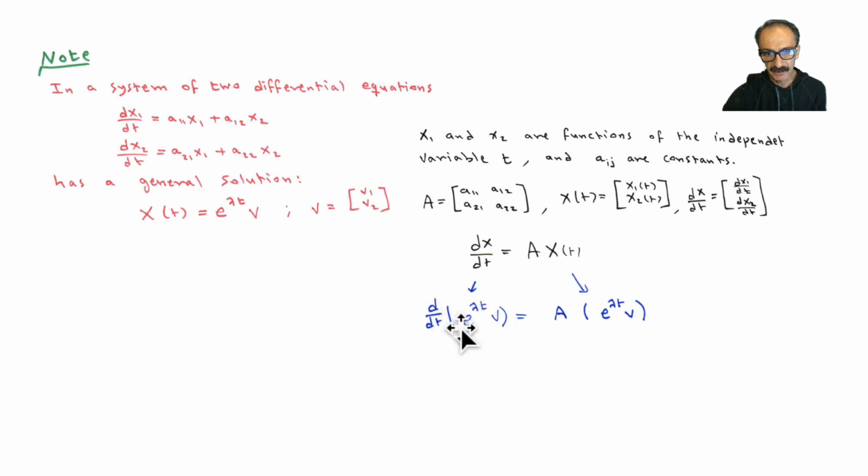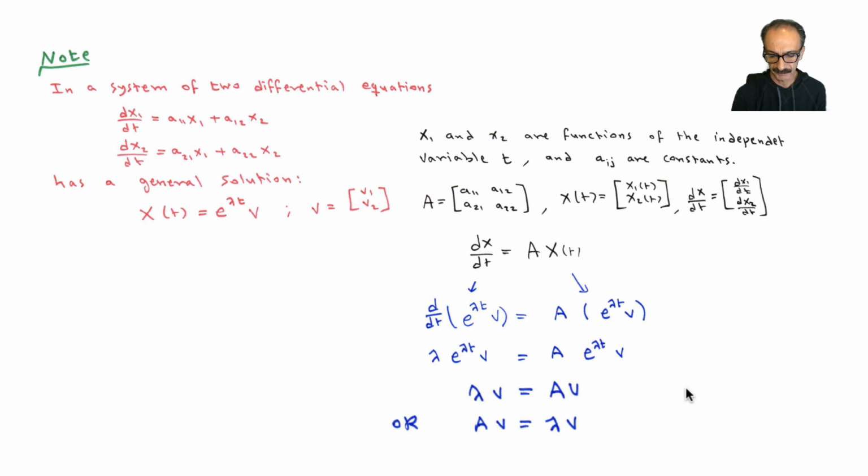The derivative of this will have lambda go up front, and we'll have the following: lambda times e to the lambda t v equals A times e to the lambda t v. If I take e to the lambda t out from both sides, I will get Av equals lambda v. So if you write this the other way around, we will have the following: Av equals lambda v.